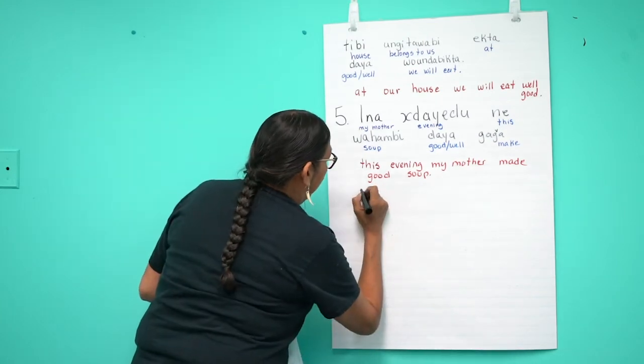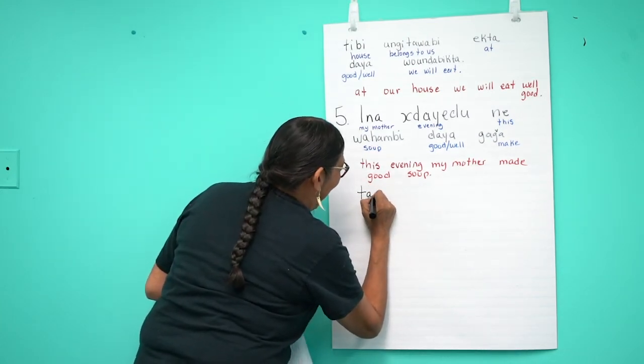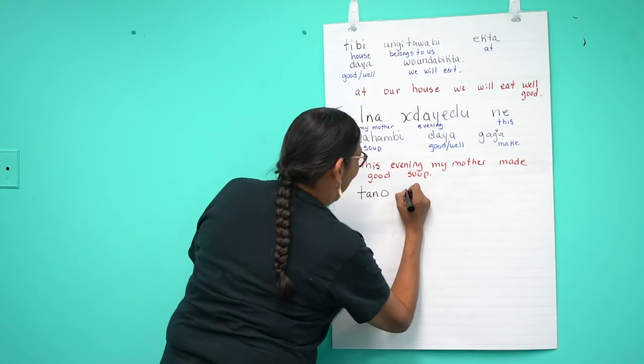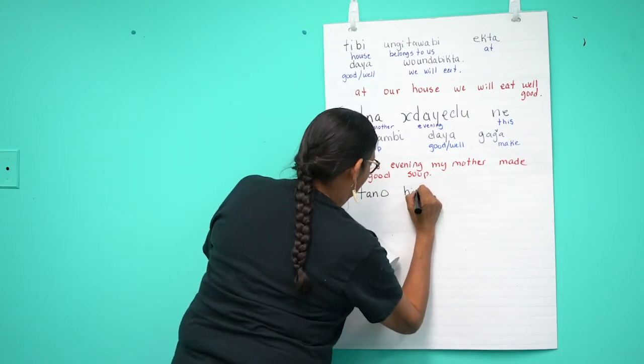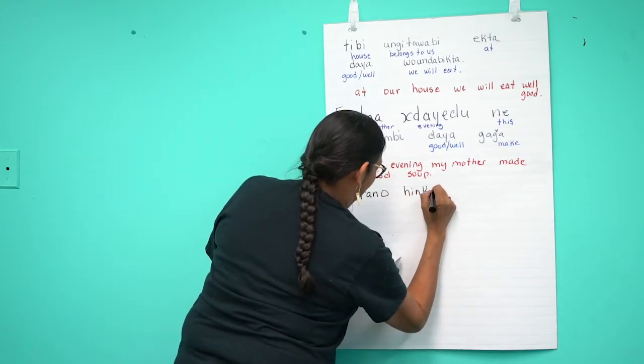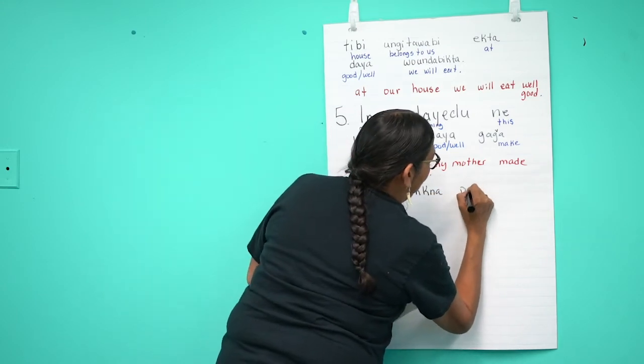Yeah, you don't want to name your pet wahambi. Yeah, for sure somebody will eat them. Maybe your fish. Yeah, nobody would want fish soup, I don't think.